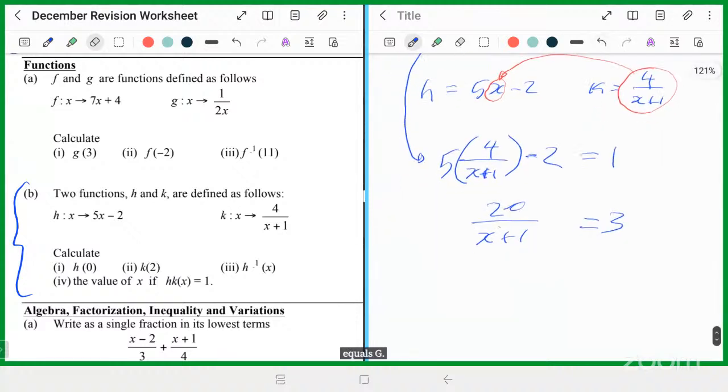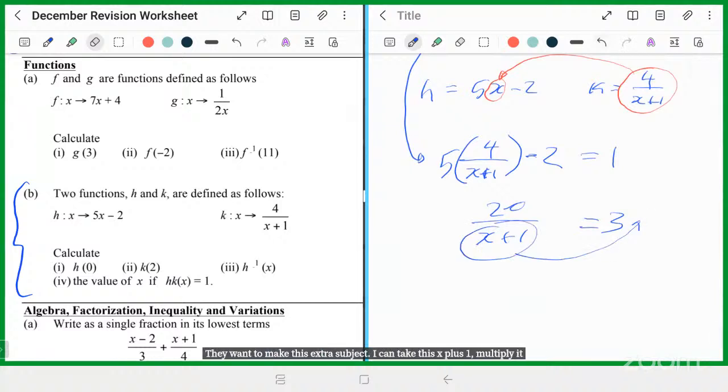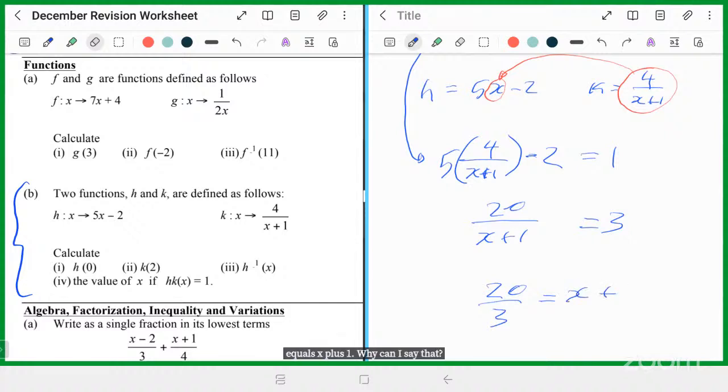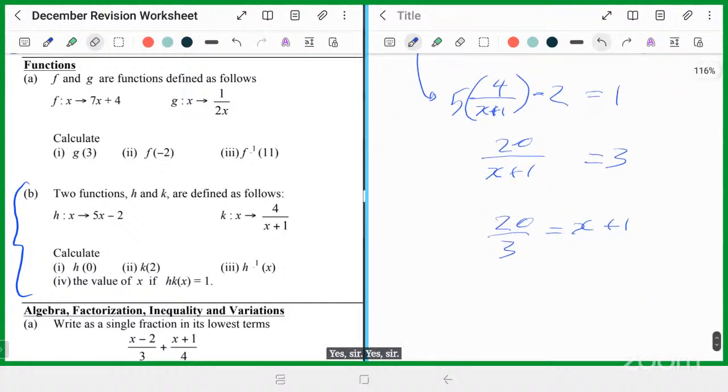They want to make this x a subject. I can take this x plus 1, multiply it up here, and take this 3 and divide it under. But I think it's easier to just write as 20 over 3 equals x plus 1. Can I say that? Yes, sir. Good. And then make x a subject. Now, when I transpose the 1, it becomes 20 over 3 minus 1 equals x.